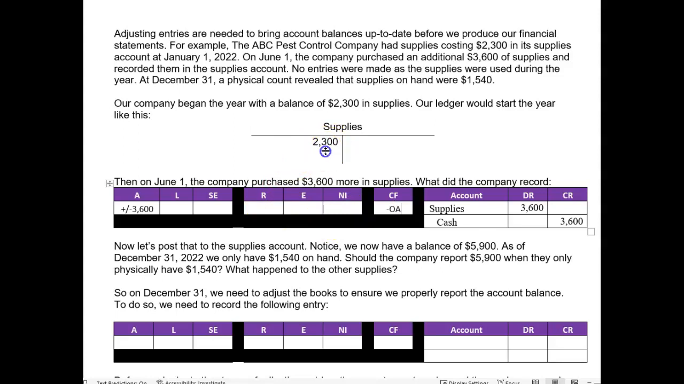Now, go up here to our ledger. In this case, we just added $3,600 more to our overall balance. Notice that? So how much do we have in total? Well, we've got $5,900 in total supplies there. So if you wanted to draw a line and put 5,900, that's perfectly fine. That would allow you to see your balance.